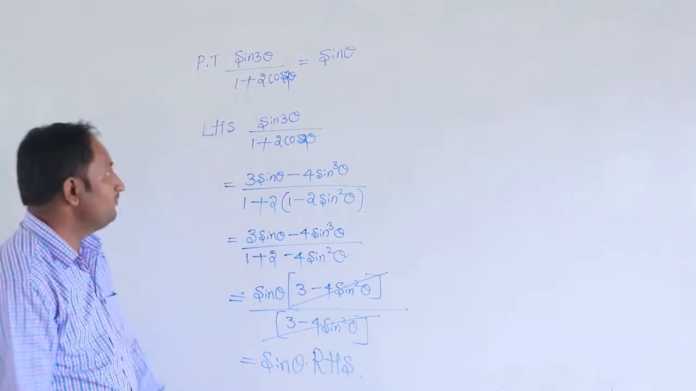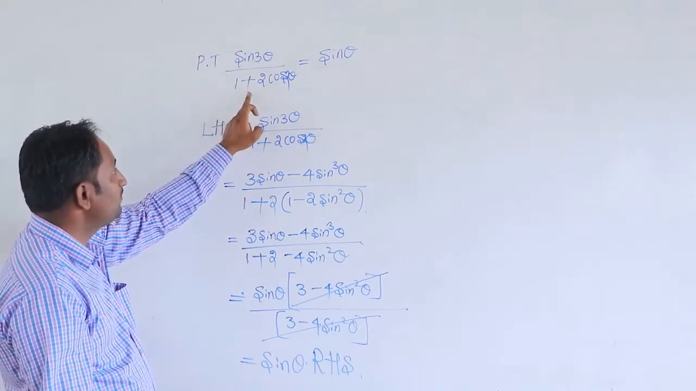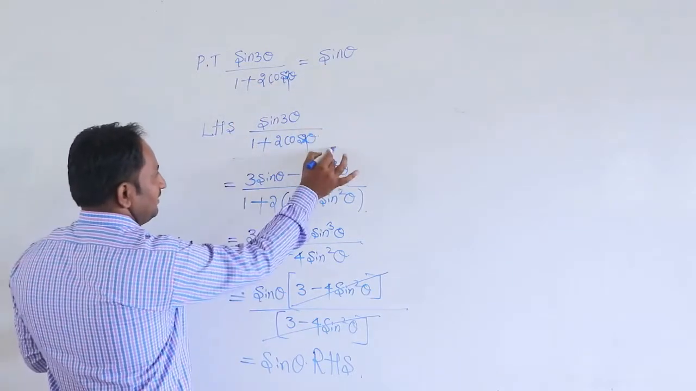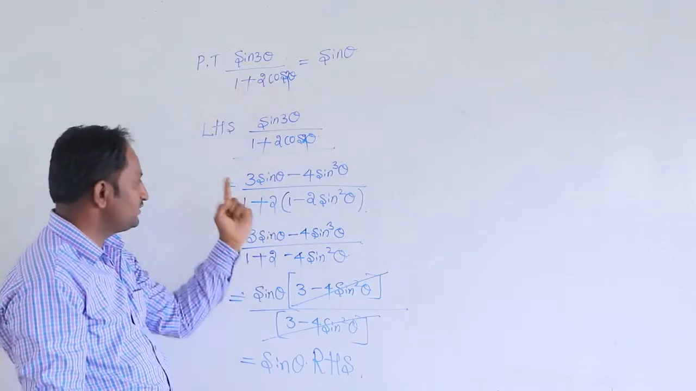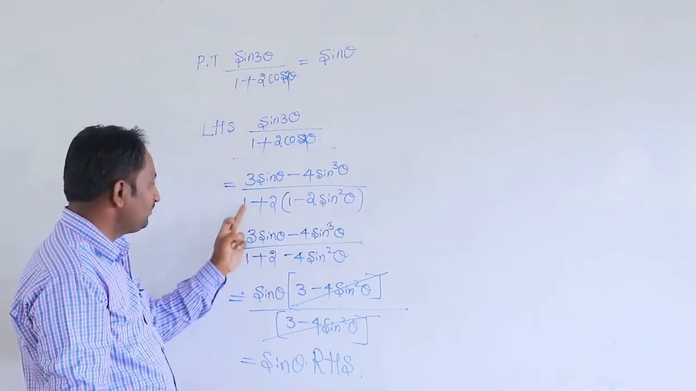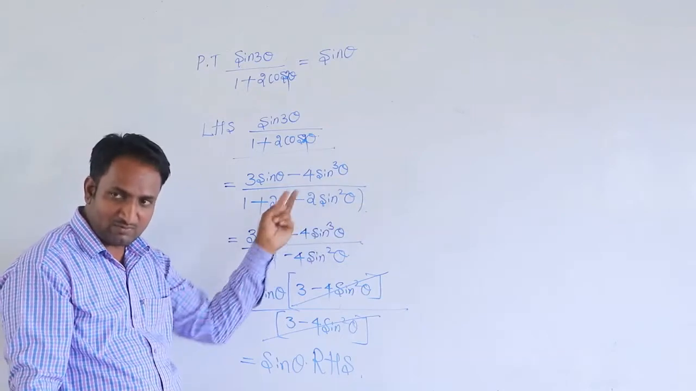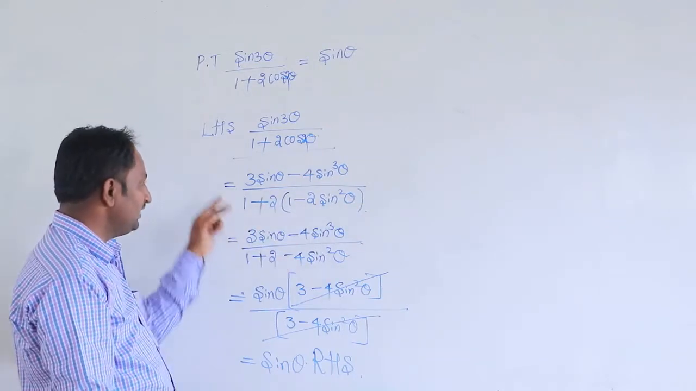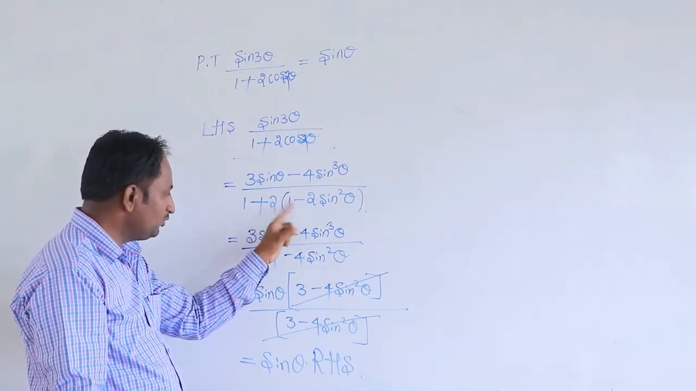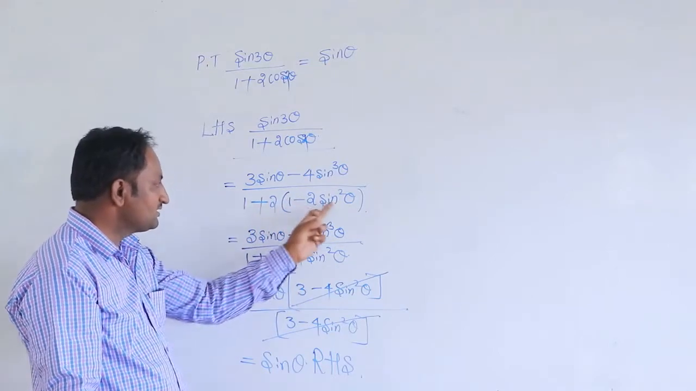Here, very simple problem. Consider LHS first. Sin of 3 theta divided by 1 plus 2 cos 2 theta. Take LHS, applying the formula. Sin of 3 theta is equal to 3 sin theta minus 4 sin cube theta. 1 plus 2 cos of 2 theta formula, 1 minus 2 sin square theta. Then the upper term as it is, 1 multiplying 2, 2 into 1 is 2. Plus into minus, 2 into 2, 4 sin square theta.